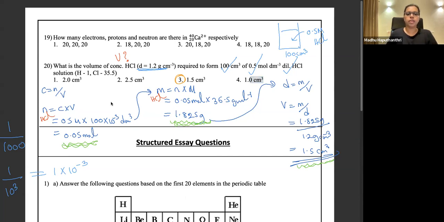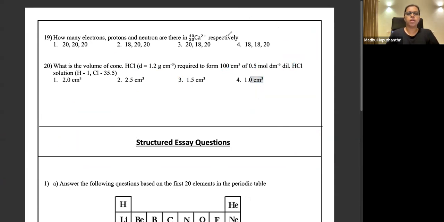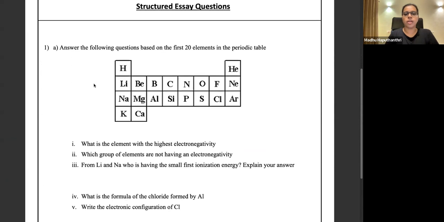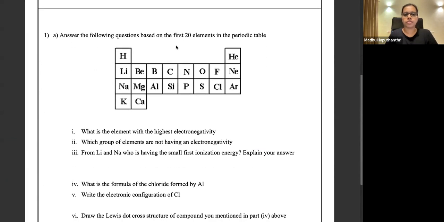Okay, right. Then we'll start the structured essay part. So here, this is very easy. You can help me to fill in the blanks. What is the element with the highest electronegativity? I will be taking the answers that you all are sending me. Quickly tell me. Highest electronegativity, right?